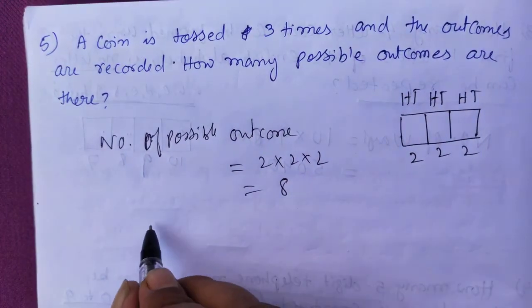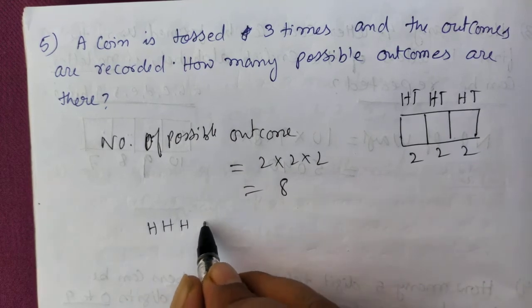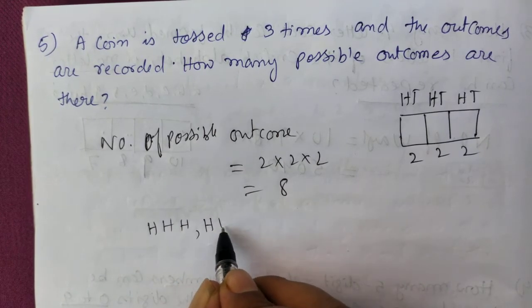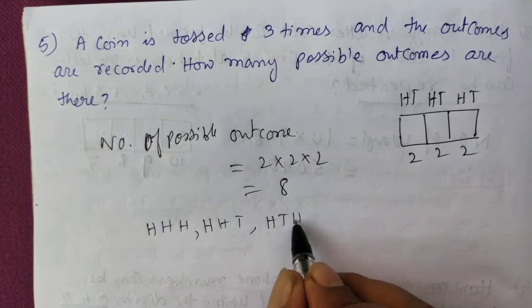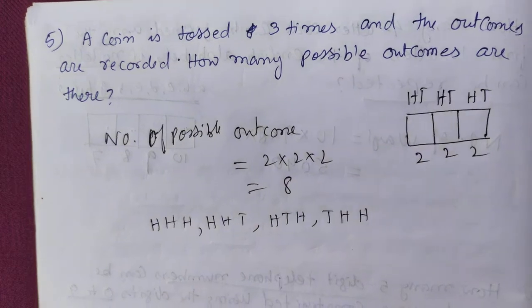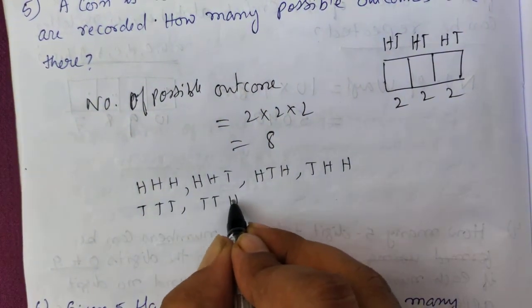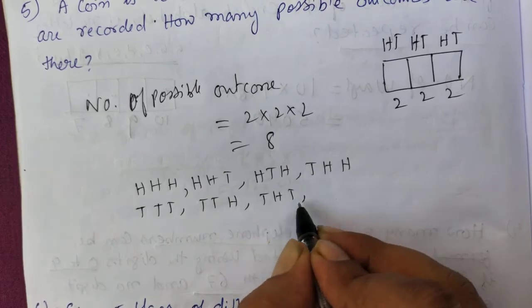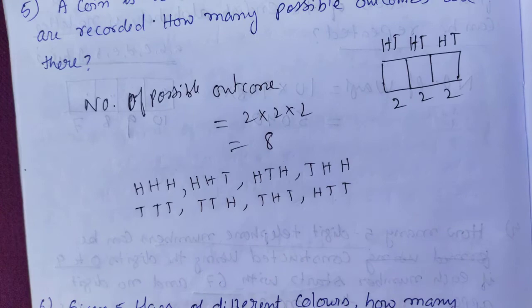We have also done this in probability. We can arrange like this: head, head, head, head, head, tail, head, tail, head, tail, head, head. Then tail, tail, tail, tail, tail, head, tail, head, tail, head, tail, tail. So you get exactly 8 outcomes.